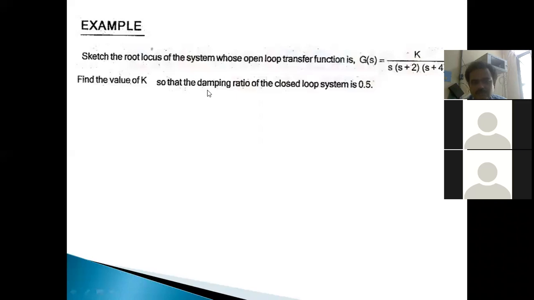Find the value of k so that the damping ratio of the closed loop system is 0.5. This is design. I want to fix the damping ratio as 0.5. For that, we have to find out k. That is the design part. From the figure itself, we can directly calculate that value. There is one more step we have to add.